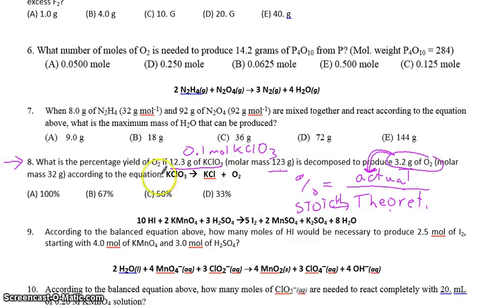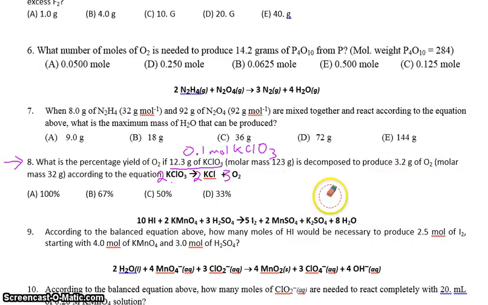So if we balance this equation, notice it's not balanced. This is a 2. Nope, that's a 3. That's a 2, and that's a 2. 2 moles of KClO3 produce 3 moles of O2. So in order to do this little calculation, let's set up a little bit of a stoich problem. So we have moles of KClO3, and we have 2 moles of KClO3 for 3 moles of O2.